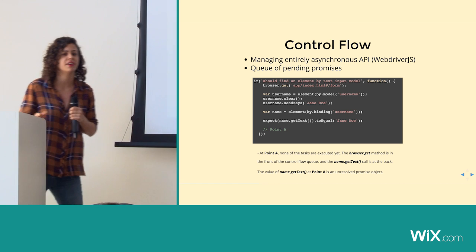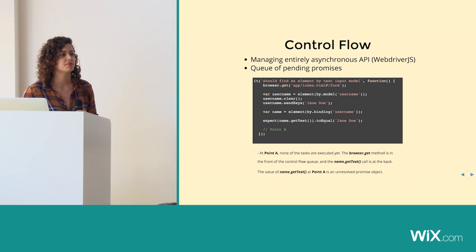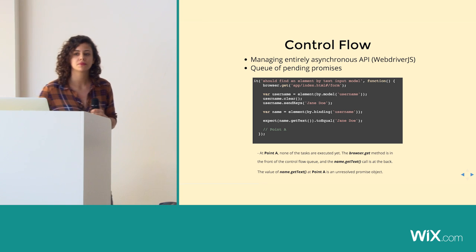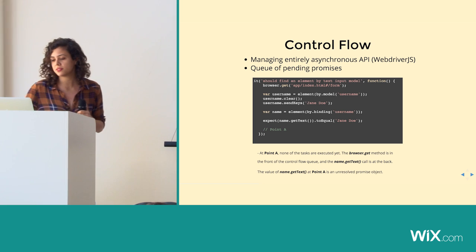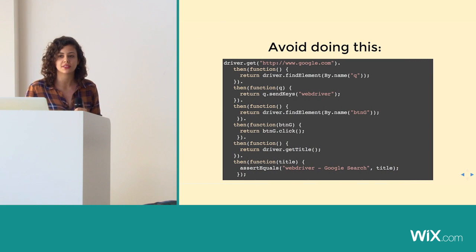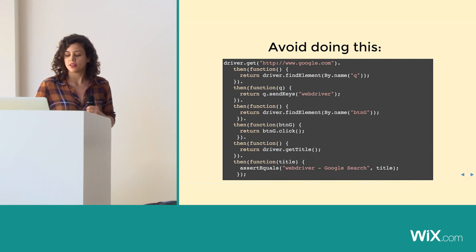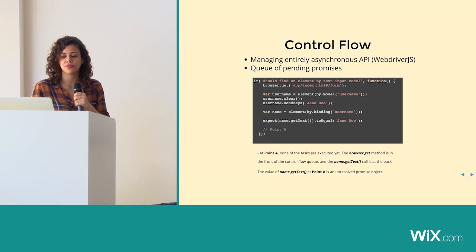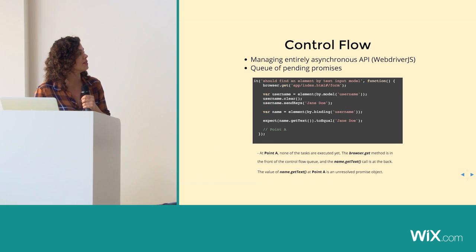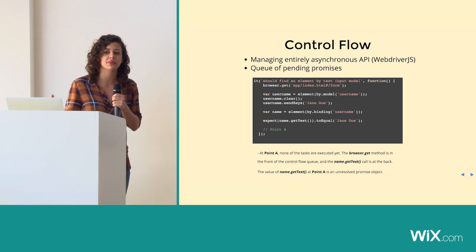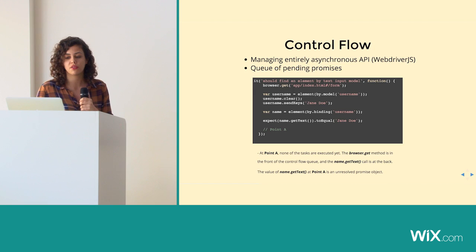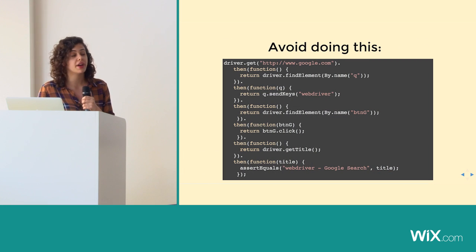Is it clear? Do you have any question about it? Yeah. So here you don't need the promises, like the example you showed? No. So this is the next slide. Avoid doing this. Sorry. He asked if we don't need to use promises here. So the answer is no, because the control flow mechanism does it for us. So we avoid doing this, and we can write our code in a synchronous way.